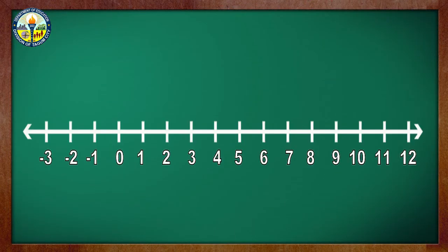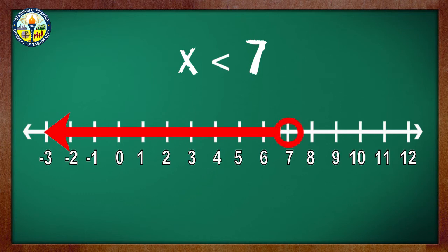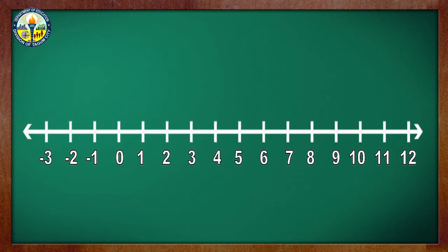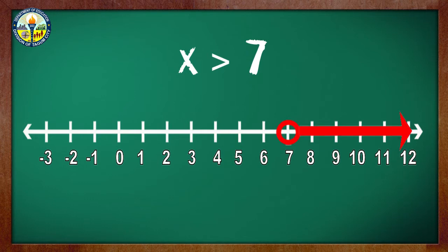On the number line, x equals 7 is like this. Note that the only point on the line corresponding to 7 is closed, because the exact value of x is 7. x is less than 7 looks like this. The point on the line corresponding to 7 is open. It is because 7 cannot be a value of x. x is greater than 7 is like this. The point on the line corresponding to 7 is also open because 7 is not a solution for x.